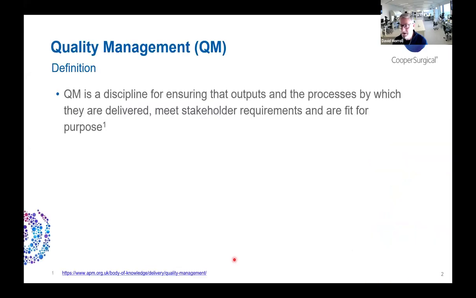So as I mentioned, we can't really talk about quality control without putting it within the context of quality management. And when we talk about quality management, we're really talking about a system that ensures that the things that we do, the processes that we use, and the results that they give are fit for purpose and meet the requirements of service users. That's the core to what we're aiming to do.